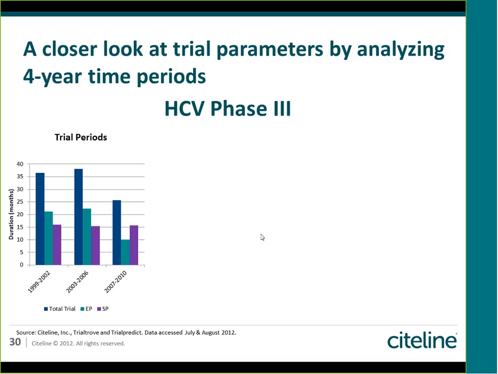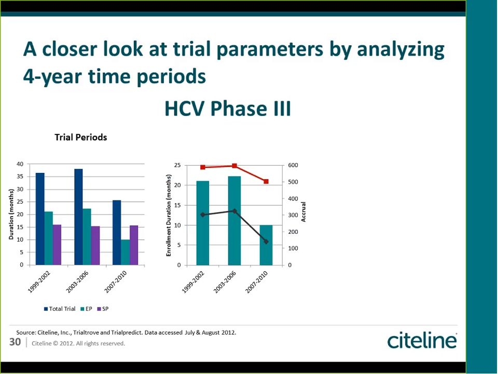Now, when we compare the middle time period to the more recent time period, there's a large decrease in both the total trial duration in blue and also in the enrollment period in teal. As we noted earlier, the study period remains constant. Now, in the second graph, we again show the enrollment period in teal, and you can see the decrease in the most recent time period.